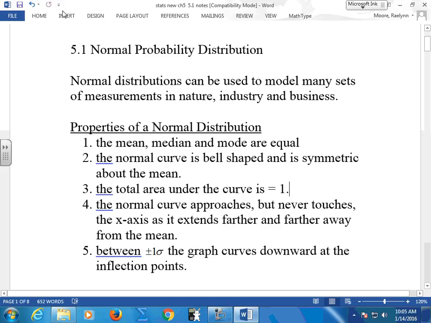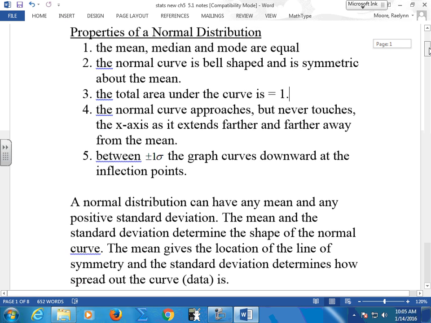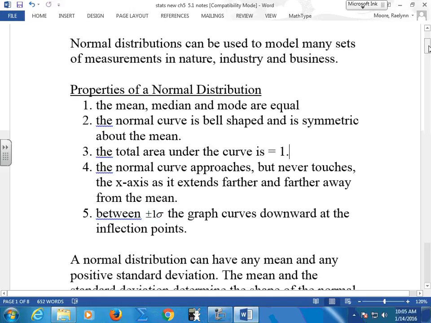Talk about your normal distribution. Now, I gave you the properties in your notes as well as on a separate sheet. This is really, really important that you get this part. Here's your normal curve, and I think I drew a normal curve there for you.